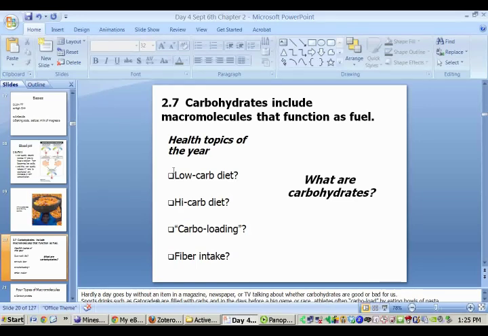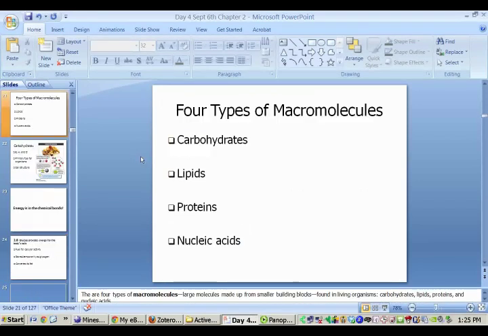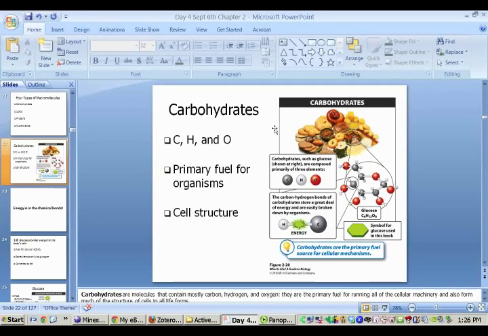Some of this may interest you because you may have heard of things like low-carb diets, high-carb diets, and carbo loading. Some of you may have heard that you should increase your fiber intake if you want to feel full faster. So one question is, what are these carbohydrates in the first place? The four types of macromolecules we're going to talk about in this section, besides carbohydrates, are lipids, proteins, and nucleic acids, these building blocks of your foods and of your body.